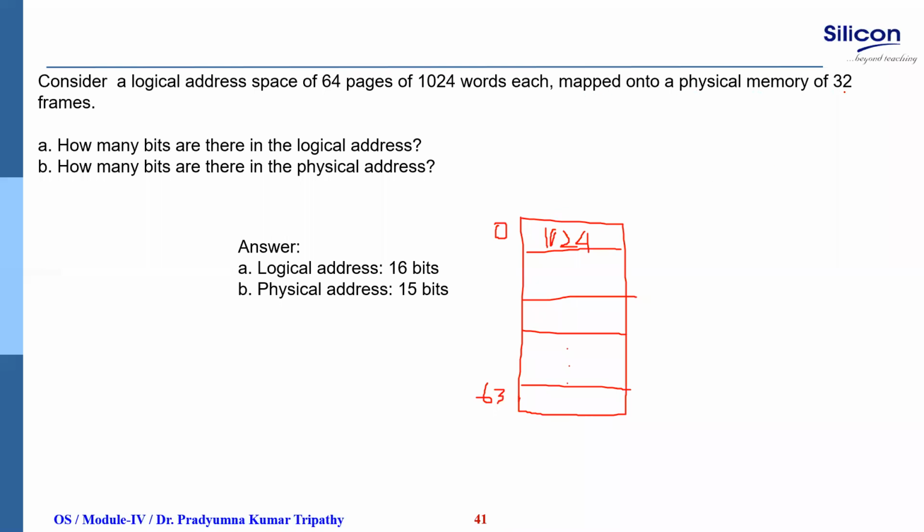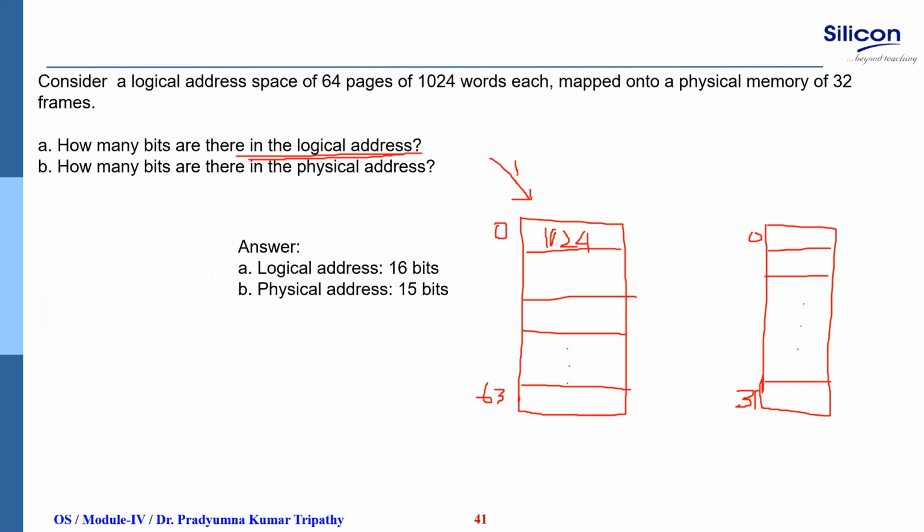And it is mapped into a physical memory of 32 frames. So this is my main memory. This main memory has how many frames? These are called the frames, right? How many frames are there? 0 to 31, so that means 32 frames are there. So can you say how many bits are there in the logical address? Total how many? This is what the CPU will refer to.